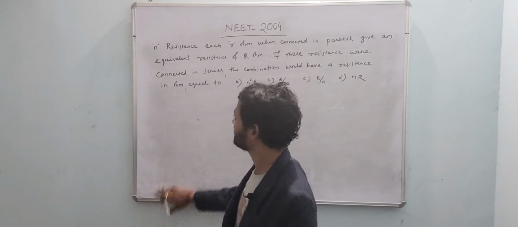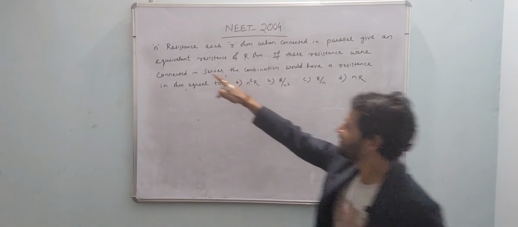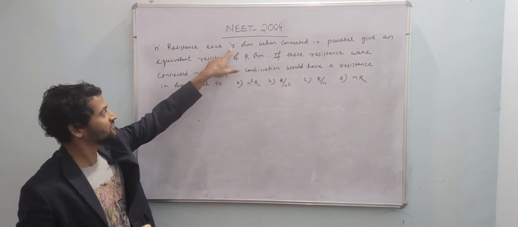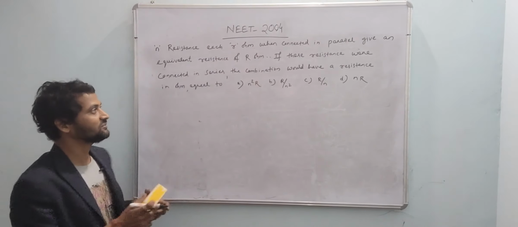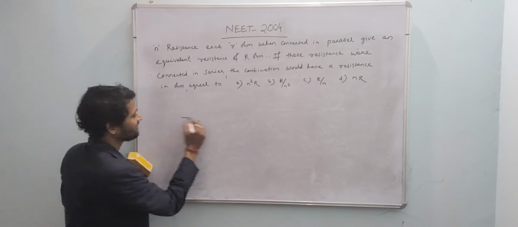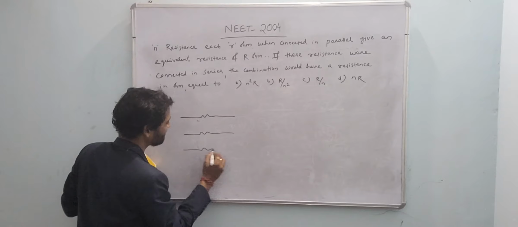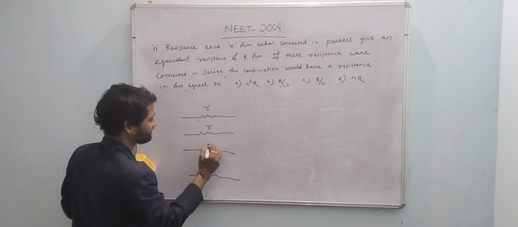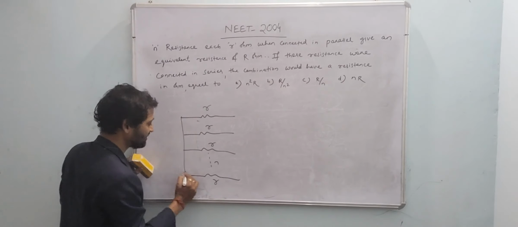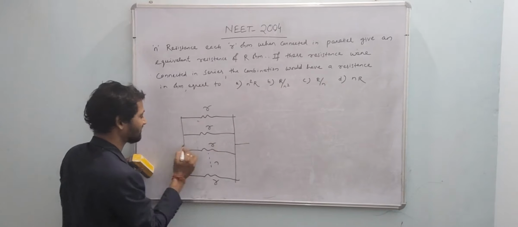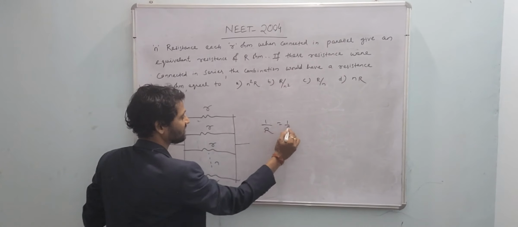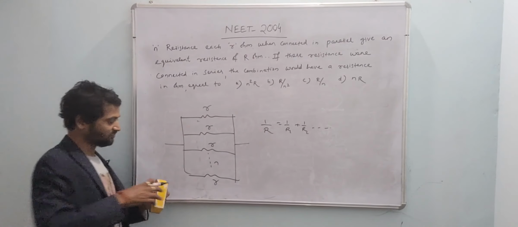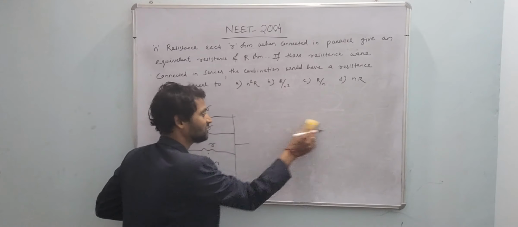So how will we solve this question? Let us first look at the question. N number of resistances, each of resistance R, are connected in parallel. What is the equivalent resistance? If you have n number of resistances connected in parallel and the value of each is R, then what is the equivalent resistance? What is the formula for the parallel combination? You know 1 by R is equal to 1 by R1 plus 1 by R2 like this. So here do not apply this formula, it will take more time.